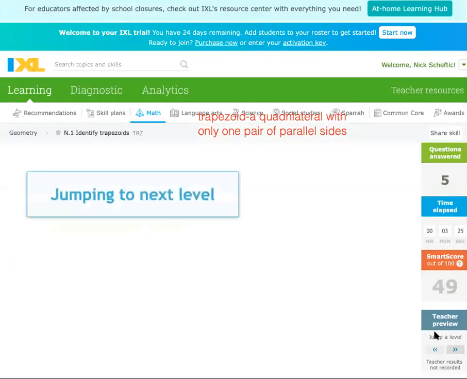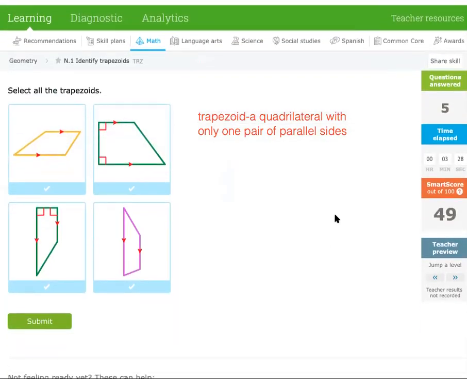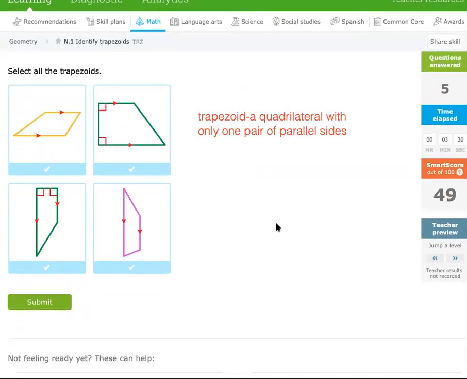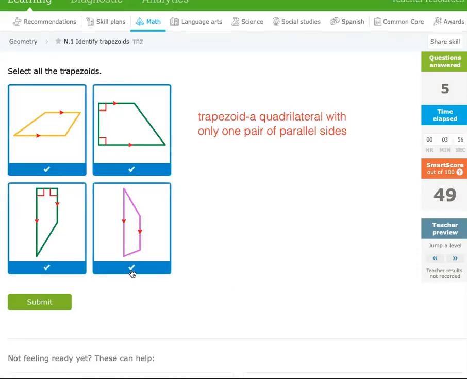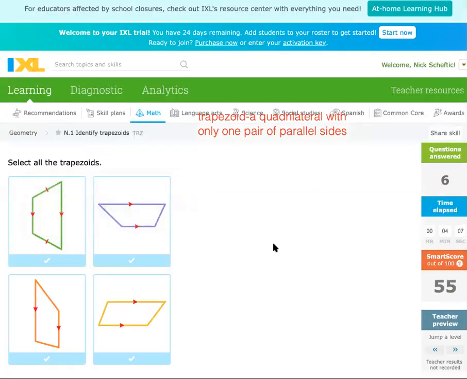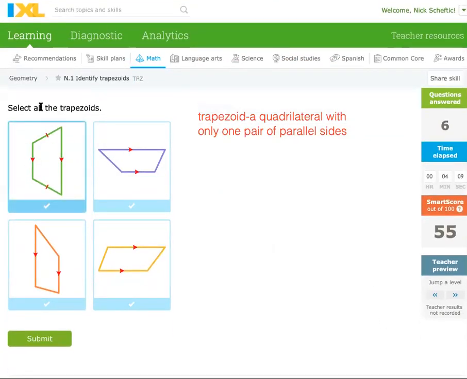All right, let's skip up and do one more. Select all the trapezoids. Let's click on all the ones that are. They all have four sides. They all have parallel lines across from each other. So they're all going to be trapezoids. All right, so that's going to be that first section.